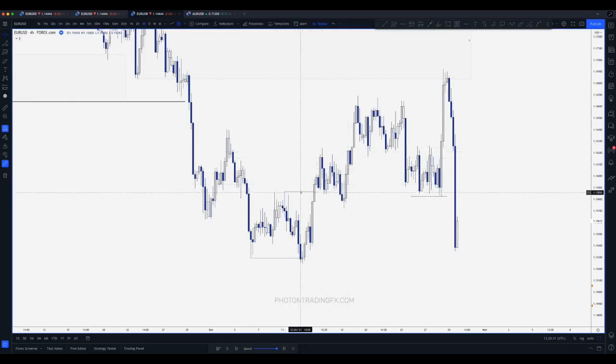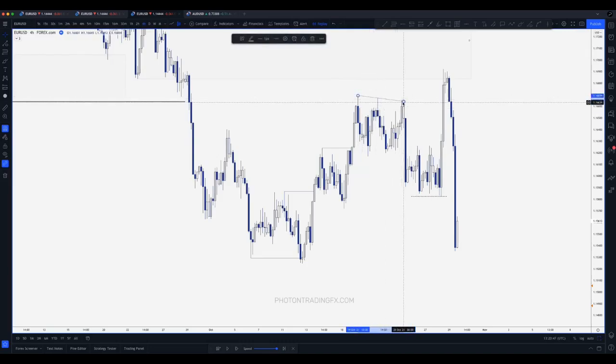So we get another pullback, and then we take the high. All right, so we get another 4-hour BOS to the upside, then we pull back again. We do not breach that swing low, okay? The 4-hour trend stays intact, and we get another break of structure to the upside. So let me just draw that on.